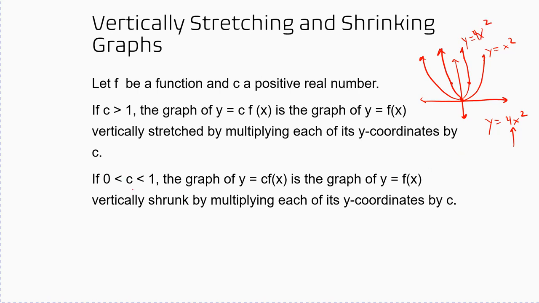Now, if your value is between 0 and 1, the graph of y is equal to c times f of x is the graph of y is equal to f of x vertically shrunk, by multiplying each of its y coordinates by c. So it would look like this.